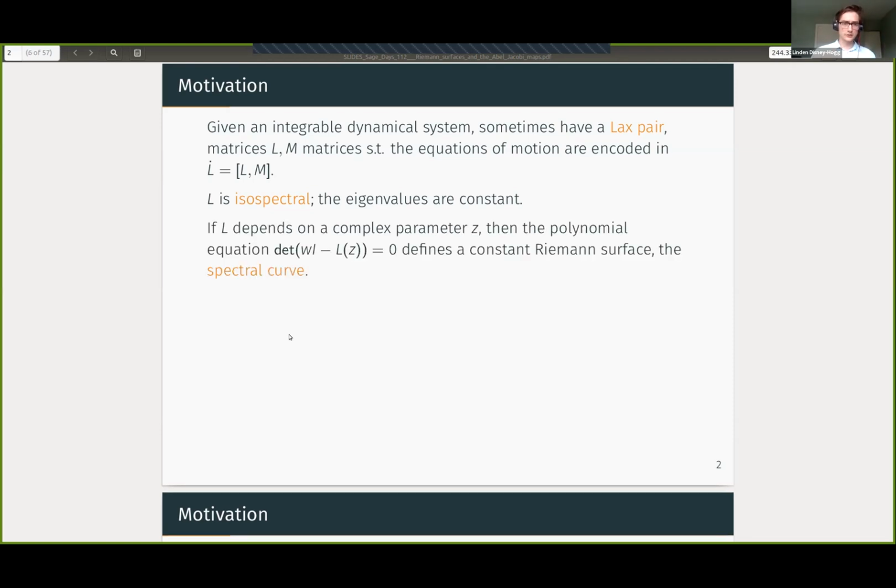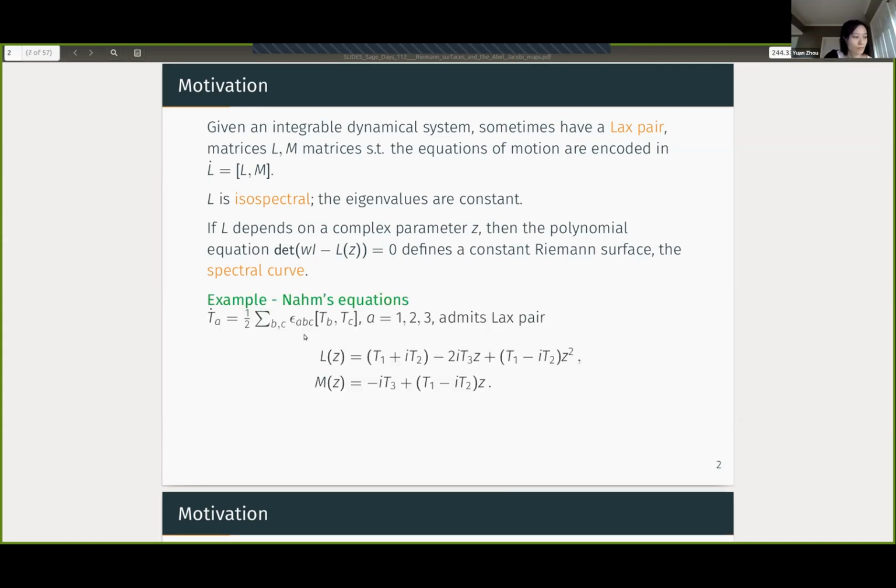Now if L depends on some complex parameter, we can take the characteristic polynomial of L, and this is going to define a Riemann surface. I'm not certain of the background of people here, whether you're more maths or more computation, but for us today, a Riemann surface can be a one-dimensional complex manifold. It's going to be connected, and it's going to want to be compact. Because of the history, we're going to call this particular characteristic polynomial the spectral curve.